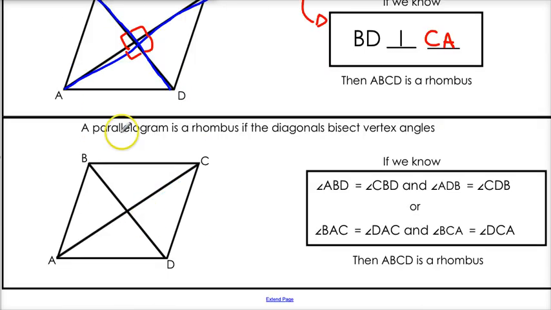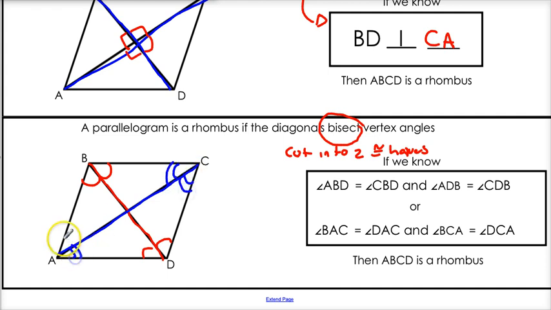And the final one is a parallelogram is a rhombus if diagonals bisect the vertex angles. And let me be clear here. Bisect means to cut into two congruent halves. All right, so basically you cut it in halves, but the two pieces are congruent. So what that would mean is that this diagonal right here, so this is BD, cuts the angle into two congruent pieces. So this is congruent to this, and this is congruent to this. Also, the other diagonal must cut the other angles in half. So this is congruent to this, and this is congruent to this.